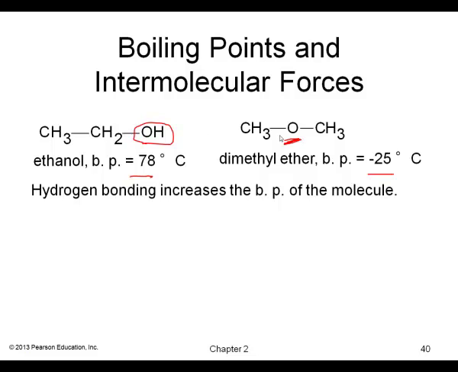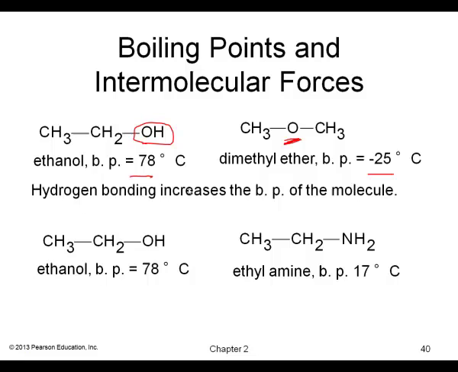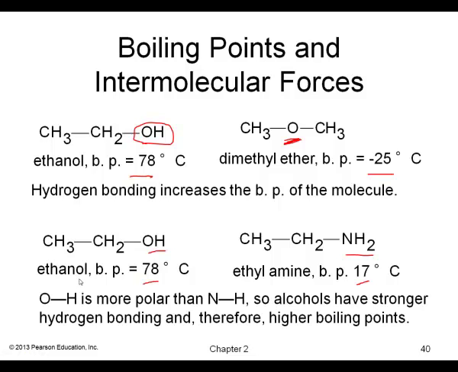So these two are isomers, aren't they? They're structural isomers, and this one is higher because of the hydrogen bonding. Okay, here you see stronger hydrogen bonding in the alcohol versus the NH hydrogen bond. So it's a lower boiling point for the amine compared to the alcohol.